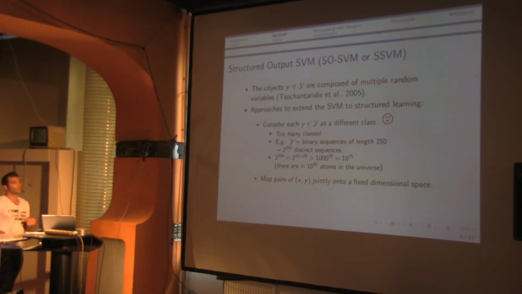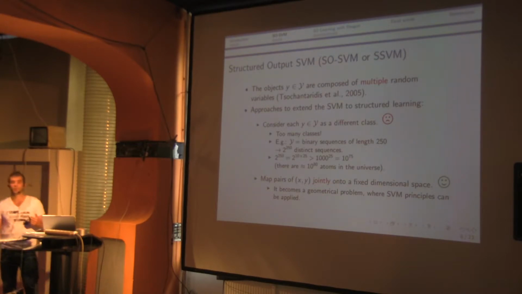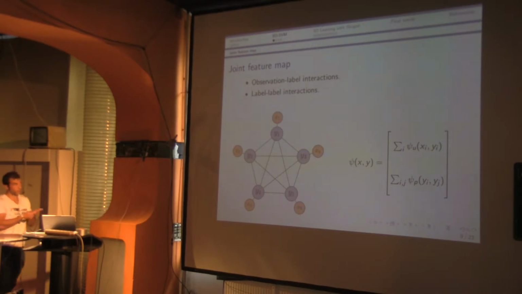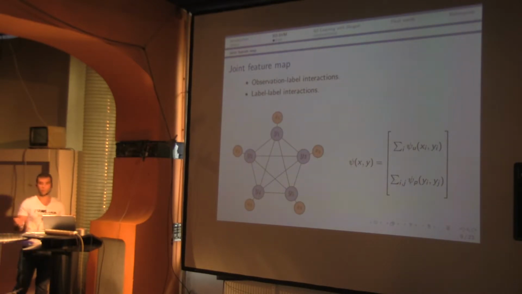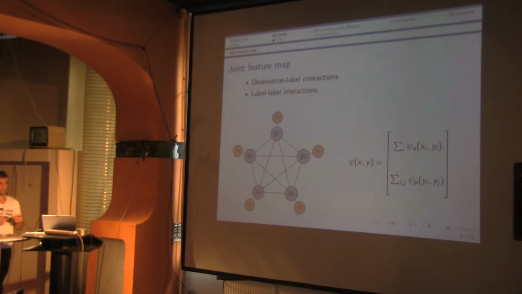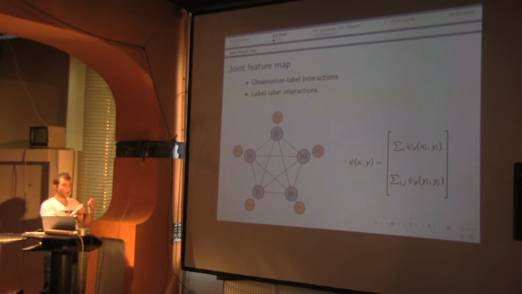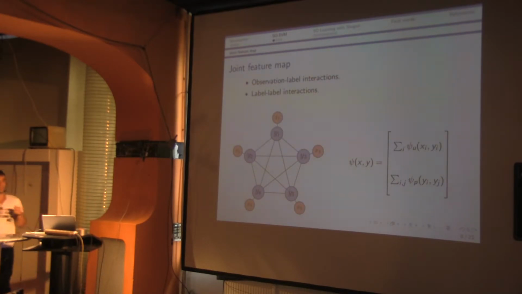One of them is that we can map observations and labels together to a fixed dimensional space. This has the nice property that it becomes, again, a geometrical problem similar to the ones we are used to dealing with in SVMs, so similar principles can still be applied. This mapping of labels and observations together is what we normally call, in structured output learning, the joint feature map. It's important to note here that we have to take into account two different kinds of interactions: interactions between the variables of the observation and the variables of the label, but also interactions between the different variables of the labels.